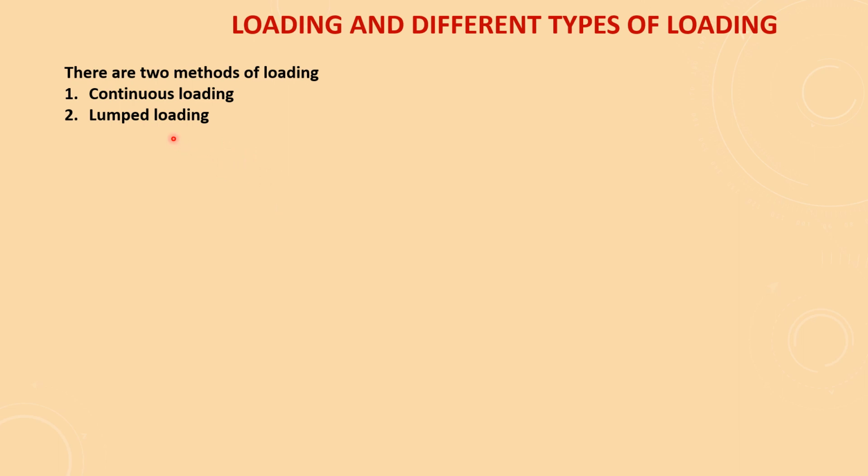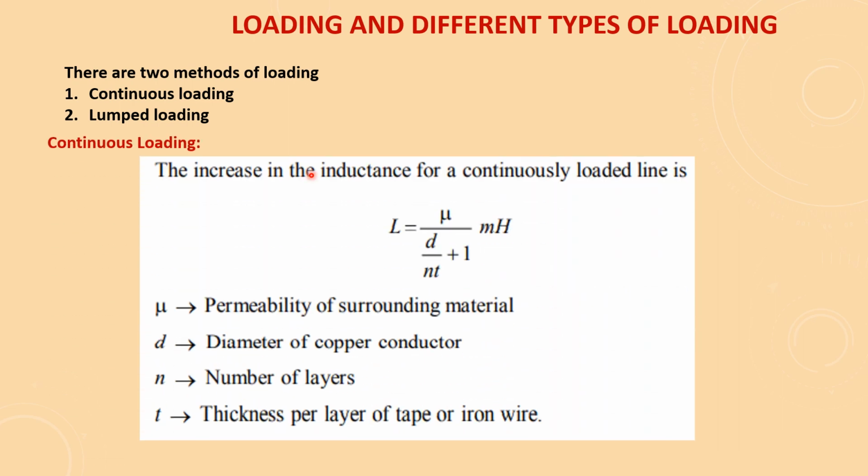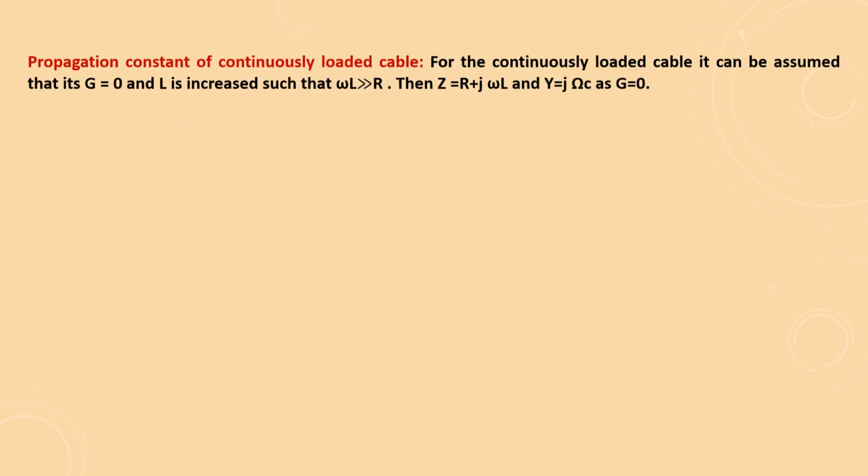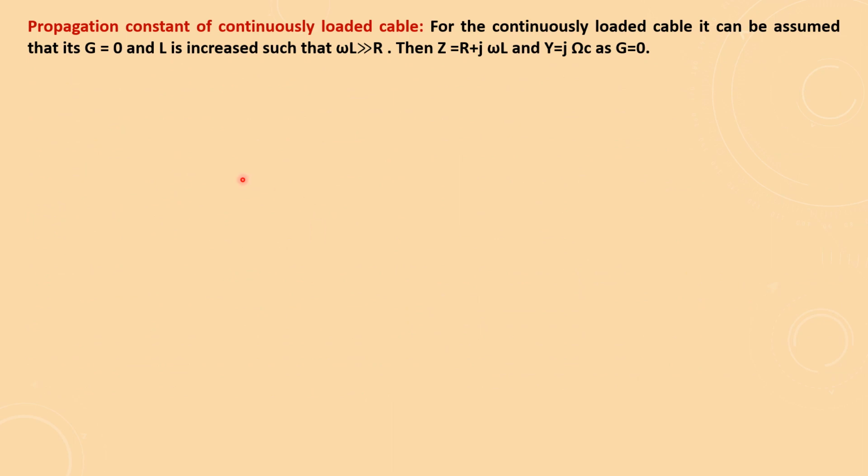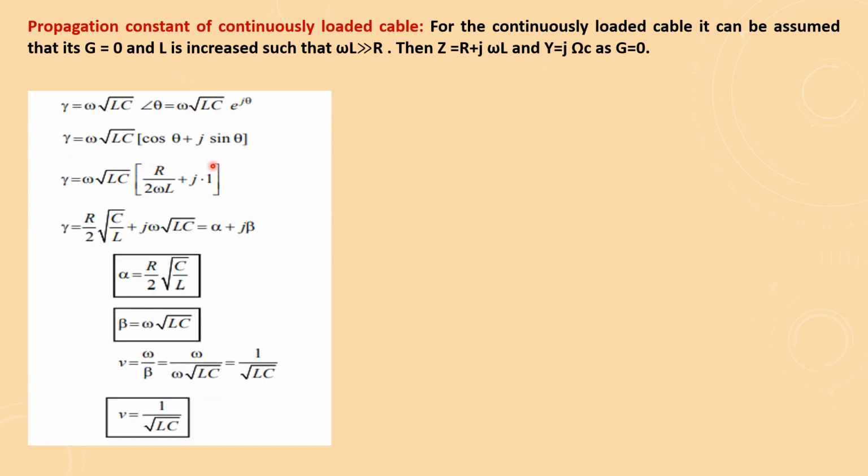Before going to lumped loading, first we consider continuous loading. This is the increase in inductance for a continuously loaded line. This is the equation, and then we consider the propagation constant for a continuously loaded cable. There we assume that conductance G is equal to 0, and at the same time L is increased in such a way that omega L is greater than R. Then we can write the series impedance and shunt admittance according to this condition, and finally derive the equations for alpha, beta and velocity of propagation.